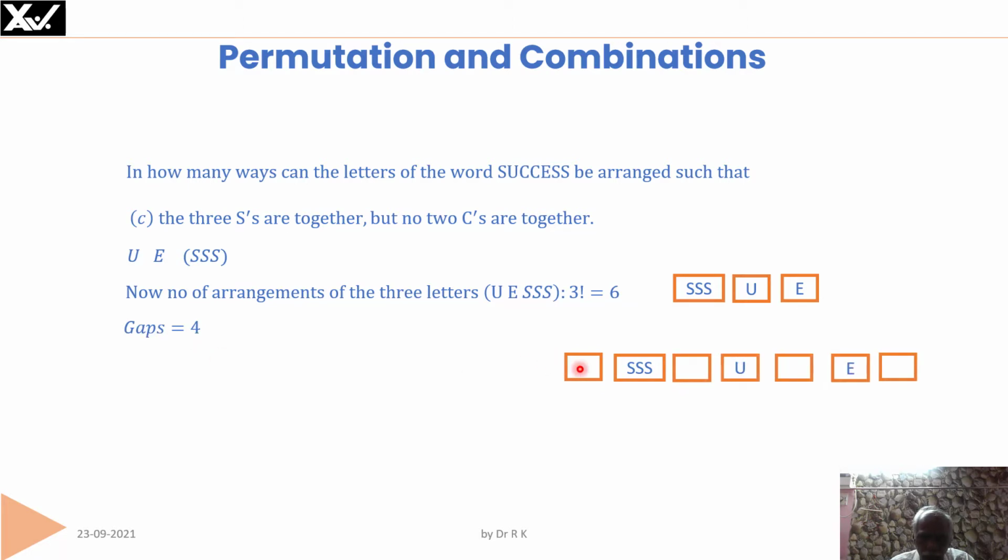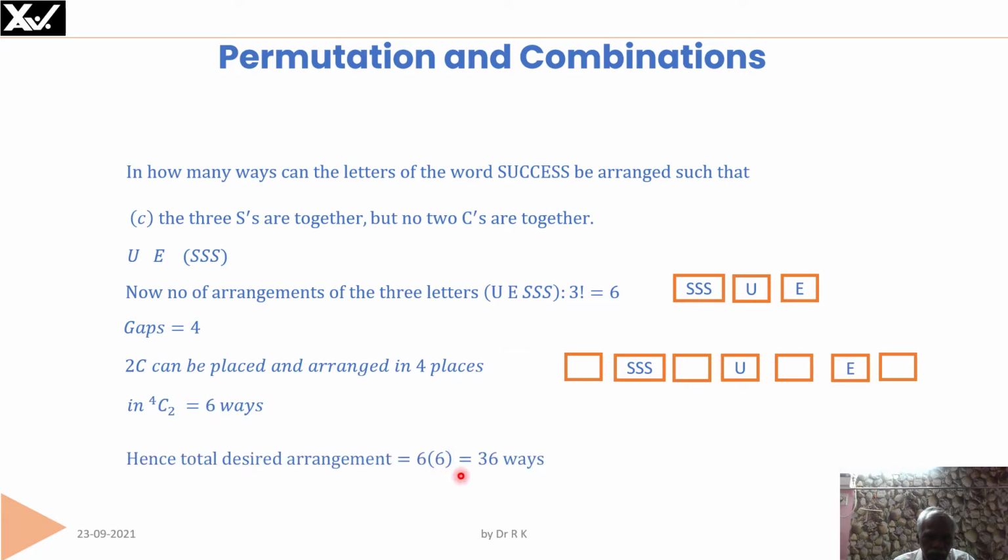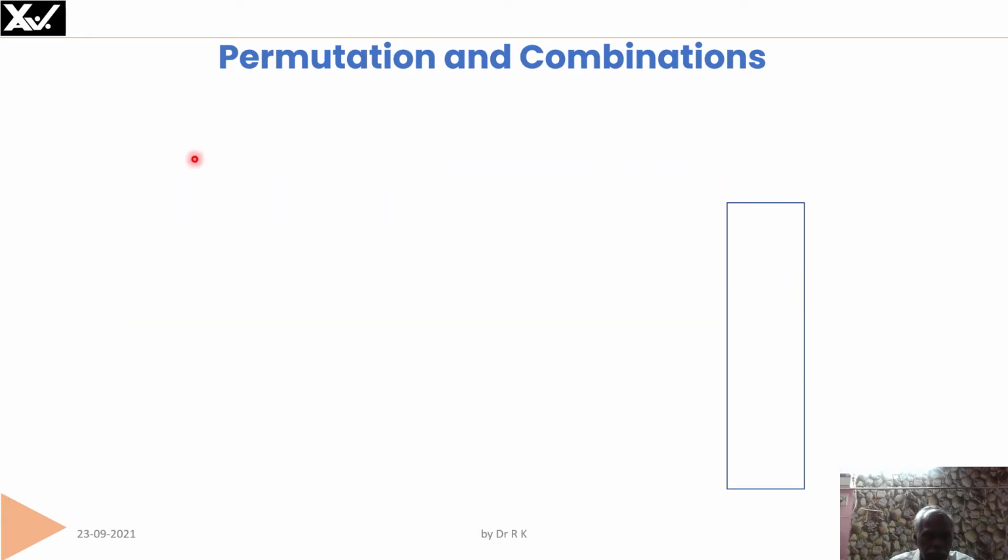And the 4 gaps are shown here, 1, 2, 3 and 4. The 2 C's can be placed and arranged in 4 places. In how many ways? 4C2 ways. That is 6 ways. So totally there are 36 arrangements. We will see the next problem.